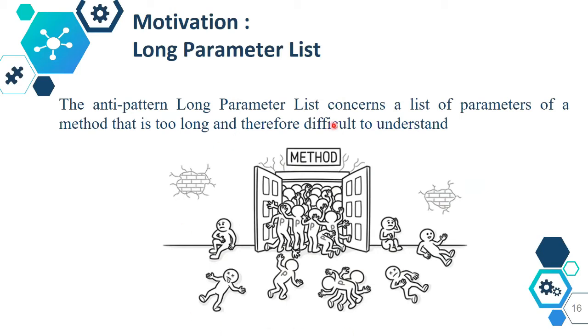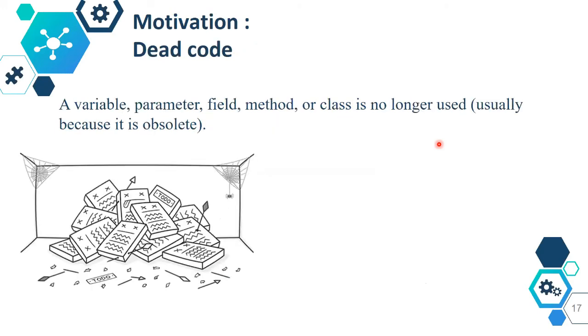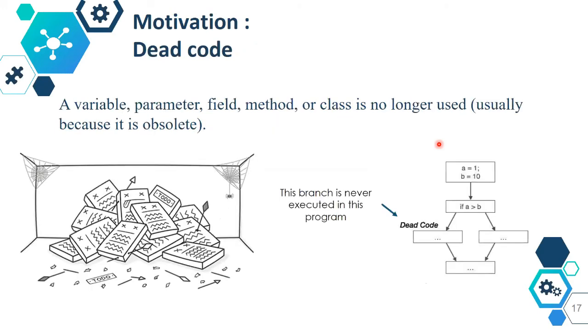Here, the anti-pattern long parameter list concerns a list of parameters of a method that is too long and therefore difficult to understand. It is difficult for a developer to understand. We need the documentation to understand the method and so on. Okay.